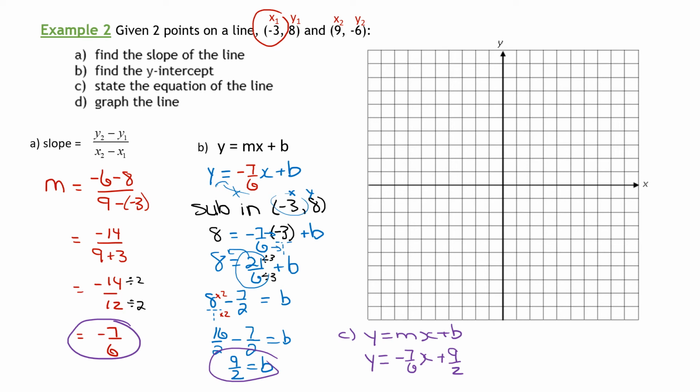The last part says graph the line. So I'm going to graph this line, and to do that I'm going to have to label my scale. I think I can probably count by ones. I'm going to put this point on, and this point on. So let's start with that. I need to make sure all this fits, and it will fit if I count by ones.